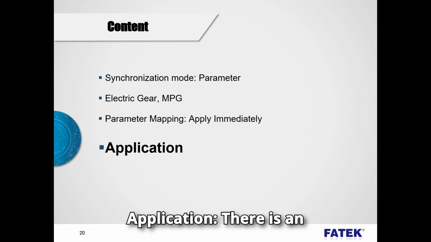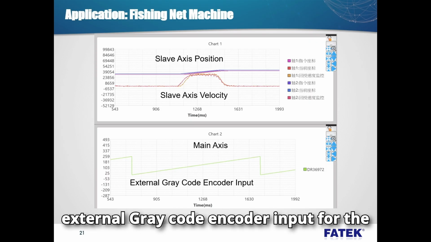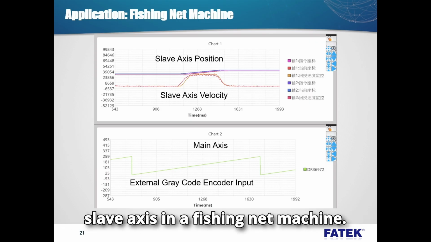Application. There is an external gray code encoder input for the slave axis in a fishing net machine.